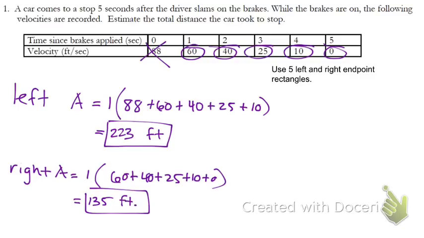So the left rectangles are an over approximation. The right rectangles are an under approximation. And so the actual driver's distance to stop was probably somewhere in between those two, but these are our estimations using left and right endpoint rectangles.